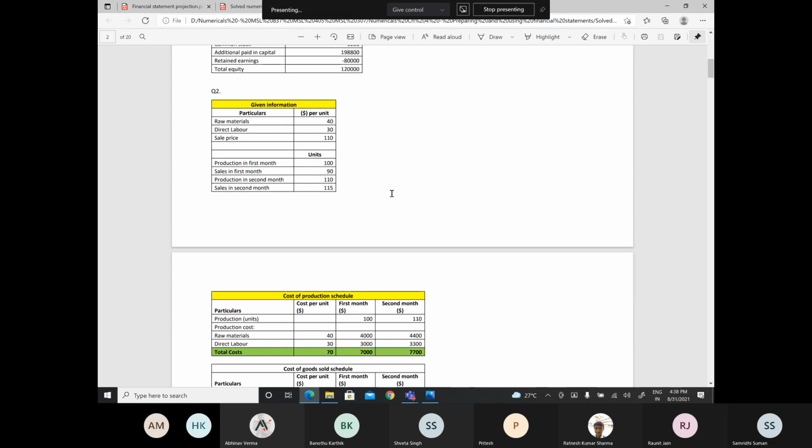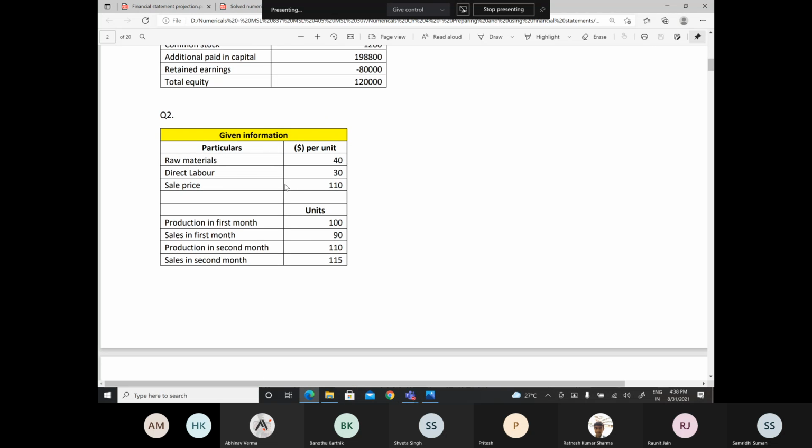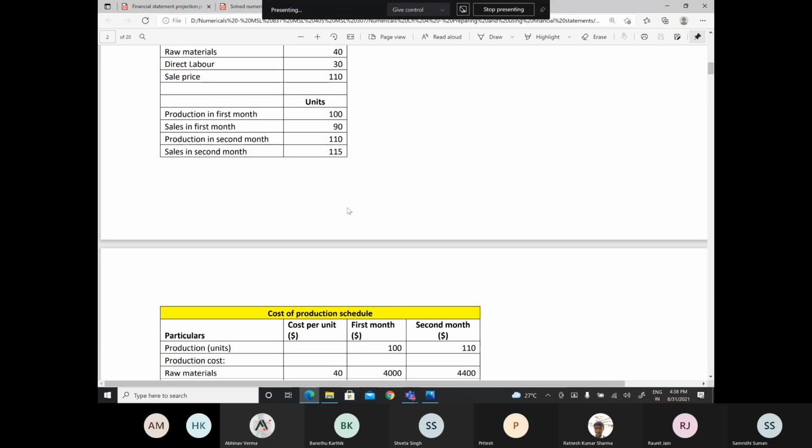Now, the data has already been given to us. We have been given that raw material is $40 per unit, direct labor is $30 per unit, and the sale price is $110 per unit. We are also given the data of production and sale. In the first month, we are producing 100 units and selling 90. In the second month, we are producing 110 and selling 115.